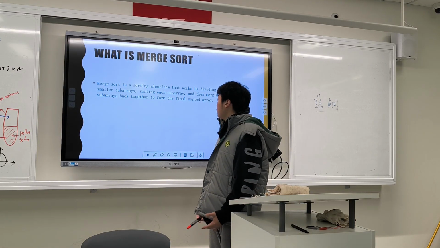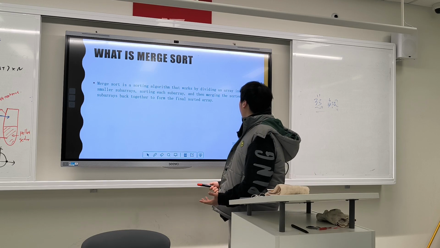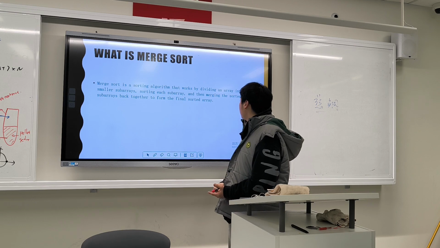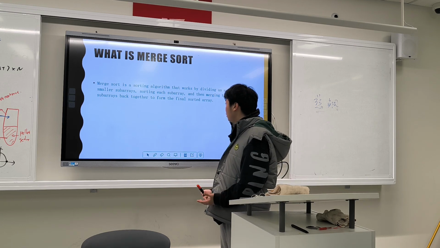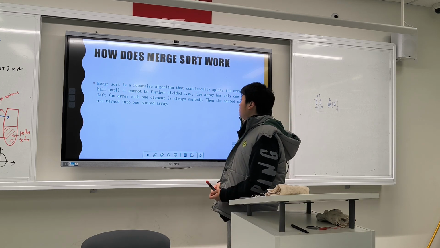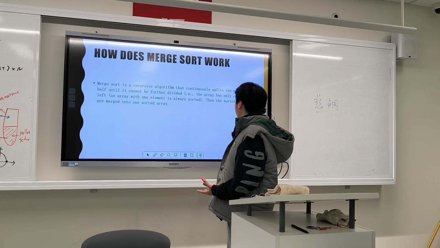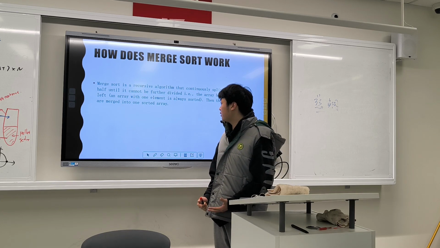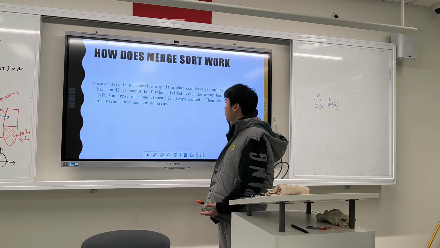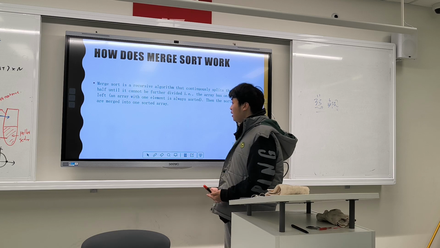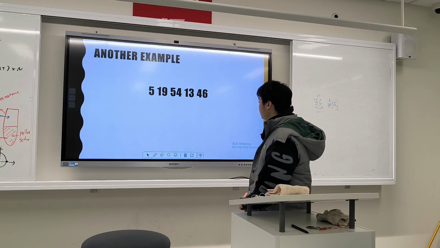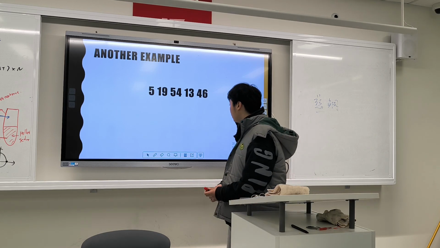Merge sort is a sorting algorithm that works by dividing an array into smaller subarrays, sorting each subarray, and then merging the sorted subarrays back together to form the final sorted array. This algorithm continuously splits the array in half until it cannot be further divided. That is, the array has only one element left. Then the sorted subarrays are merged into one sorted array. So we will use this example to illustrate the process of merge sort.